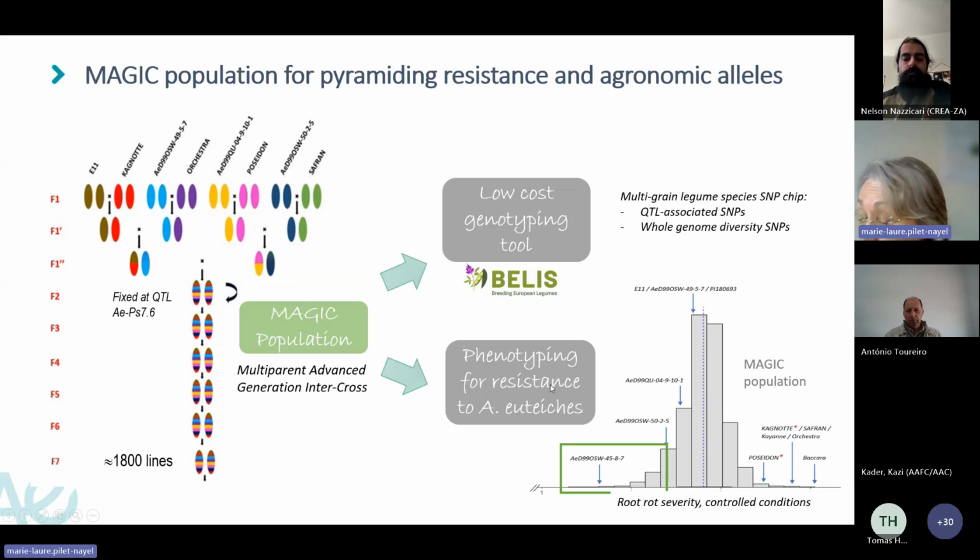The population will be genotyped using the multi-grain legume species s3e07 chip under development in the European BELIS project, which will include QTL-associated SNPs, especially QTL for resistance to Aphanomyces root rot, and whole genome diversity SNPs. Genome-wide marker trait associations and genomic prediction analysis will be performed to identify markers to accelerate the selection and pyramiding of minor effect alleles for Aphanomyces root rot resistance in future breeding schemes.